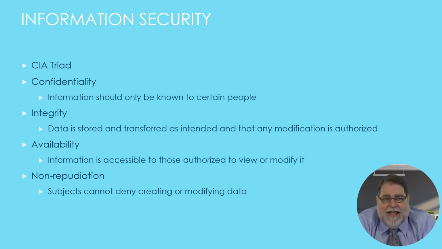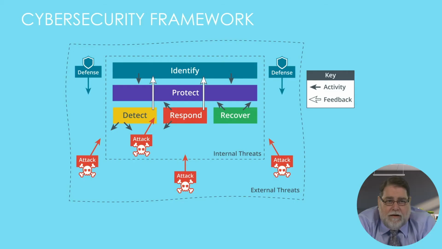There's a fourth element of information security called non-repudiation that doesn't fit into the CIA triad. This means that subjects cannot deny creating or modifying data. We need to be able to differentiate the goals of providing this confidentiality, integrity, availability, and non-repudiation. And don't overlook the property of availability. If it's not there, it can't be seen.